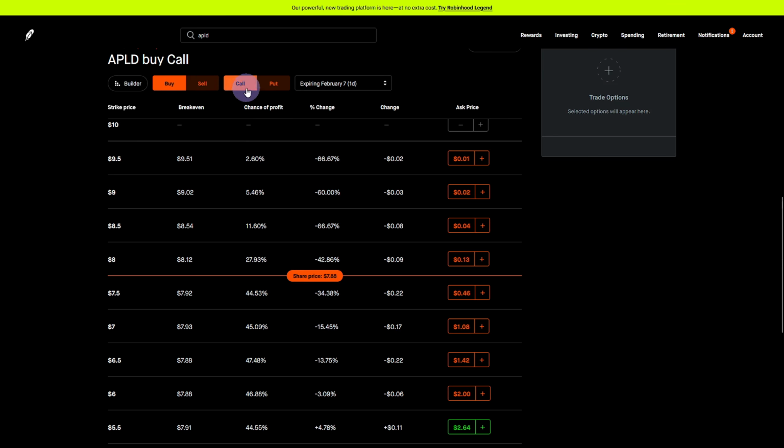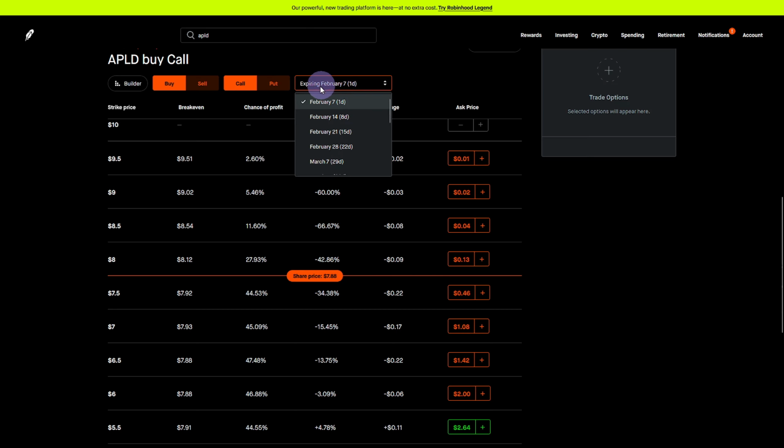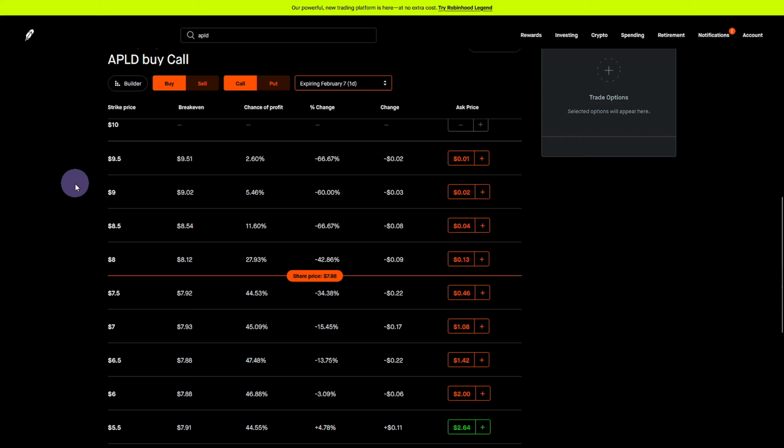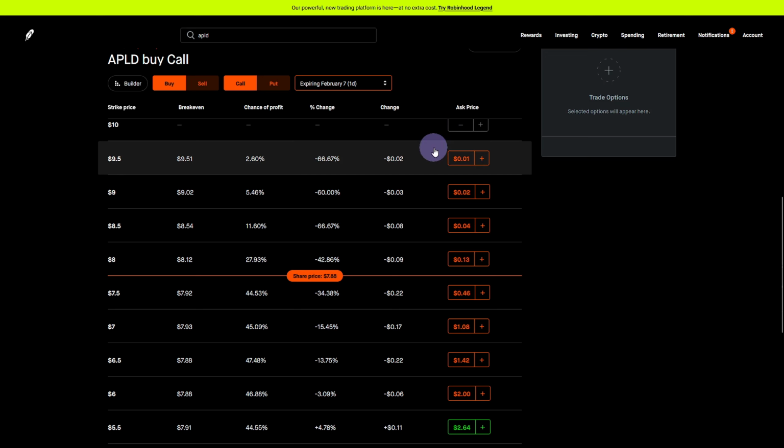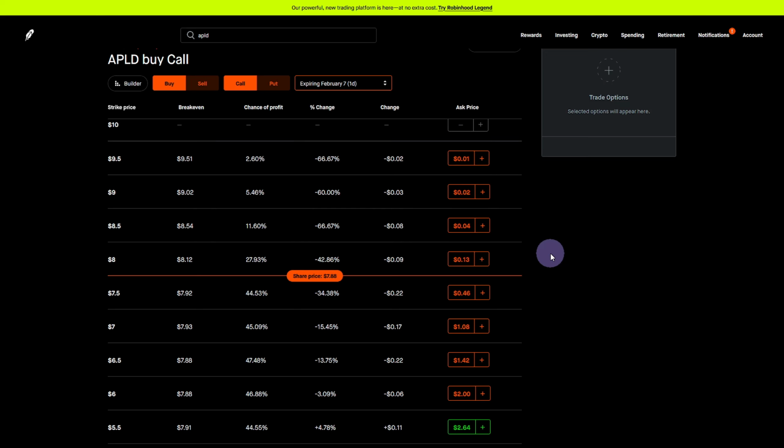They're going to let you select calls or puts. There's going to be an expiration date right here that you can choose what expiration date you want. On the left here, it is going to show you the strike price. And on the right here, this is the premium or the cost of the contract. Now we are going to start with buying a call option. So that's already selected for us, so it's ready to go.